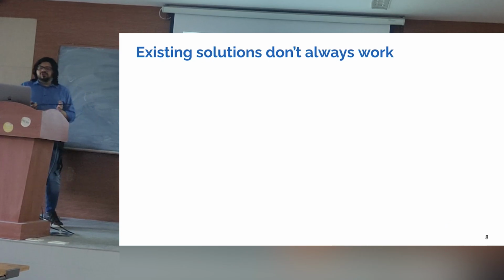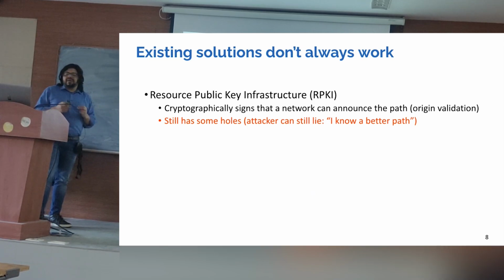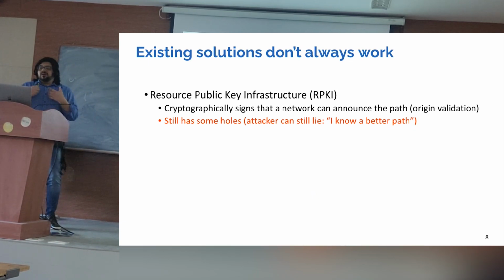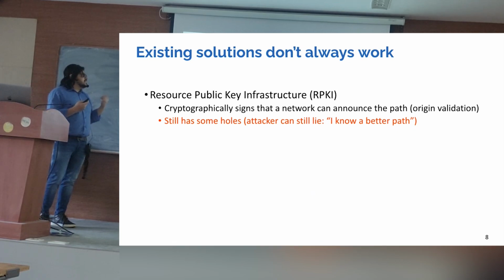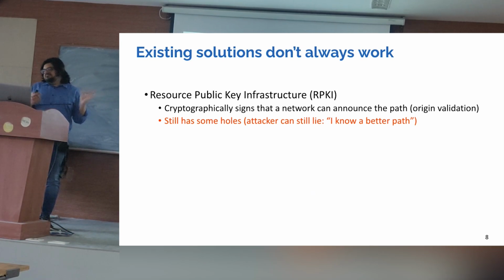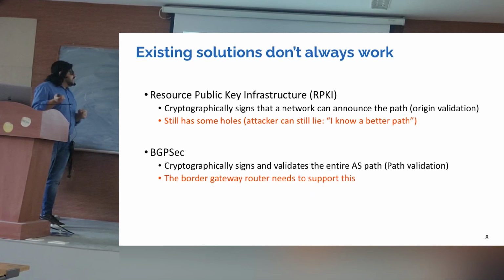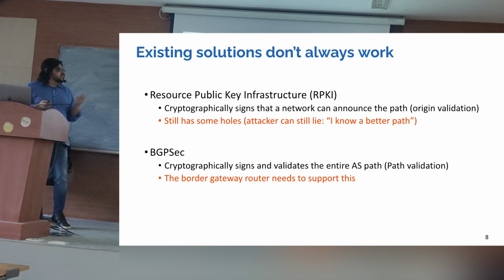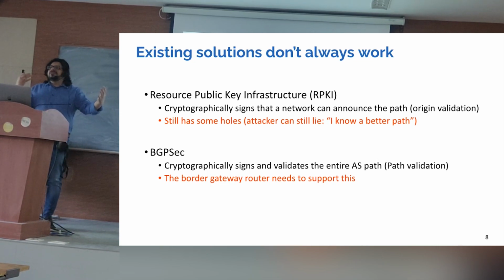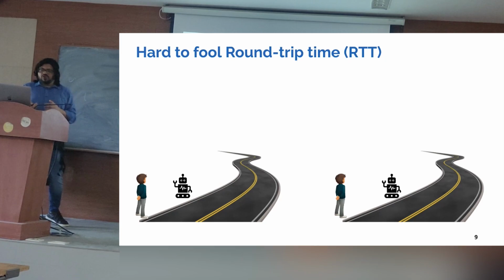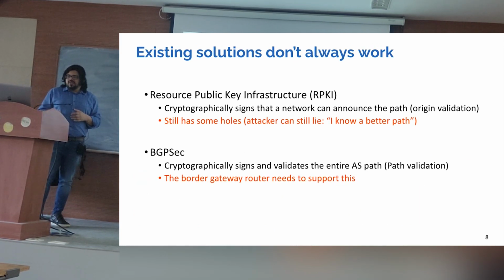So why don't existing solutions work when detecting these kinds of attacks? There is a resource public key infrastructure, RPKI. I'm not going into the details, but essentially there is a cryptographic signing of a network when it announces a path. And this still has problems because the attacker can still lie by saying, I know a better path. So it only works when stopping hijacking attacks. And then BGPsec is another protocol that is used to validate the entire path information, but the border gateway routers of every network need to support this. And we do not yet have widespread support for this kind of protocol. So that's why existing solutions do not work.